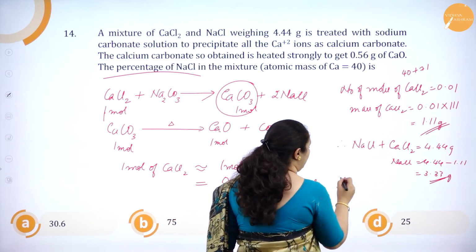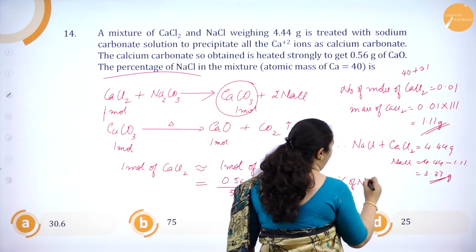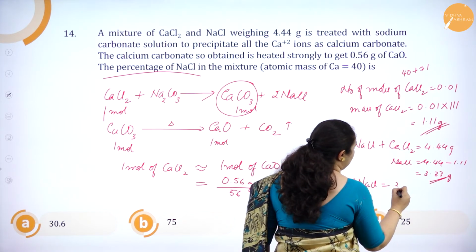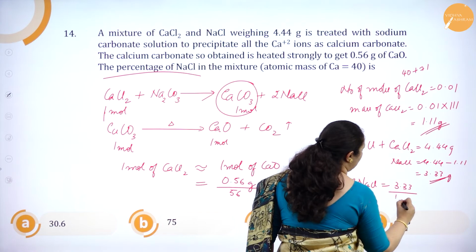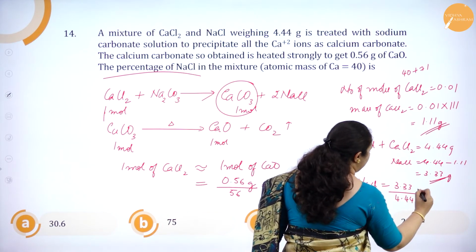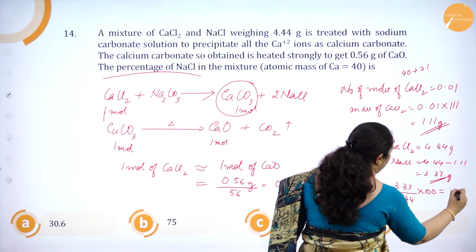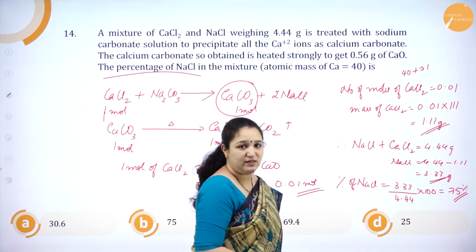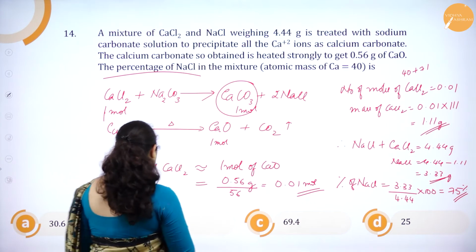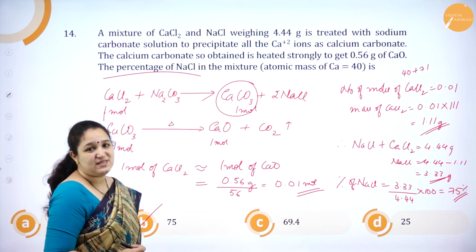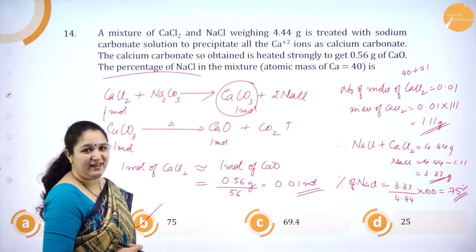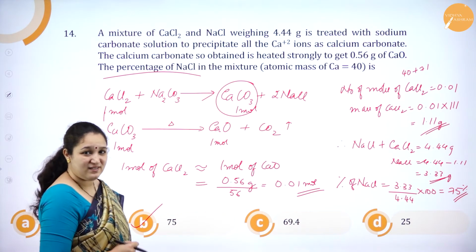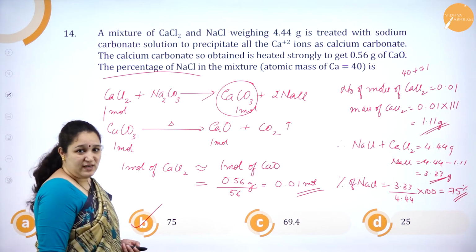Correct? So the percentage of NaCl: 3.33 grams out of 4.44 grams is present. Multiplying by 100, I will get 75%. And the answer is option B, which is 75%. Correct? Yes. So, shall we move on to the next question?